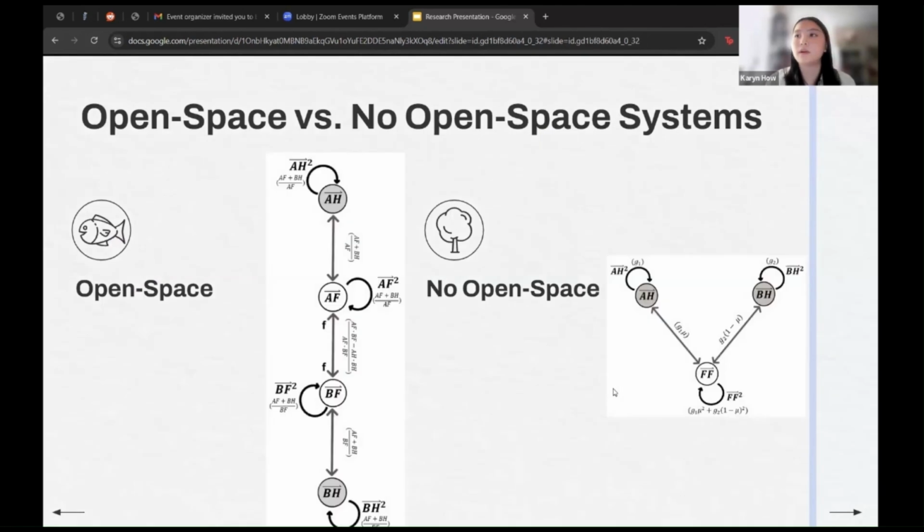And to give you some more background on what an open space and no open space system in our configuration means, here we have a mathematical model that we created on the open space and no open space systems.